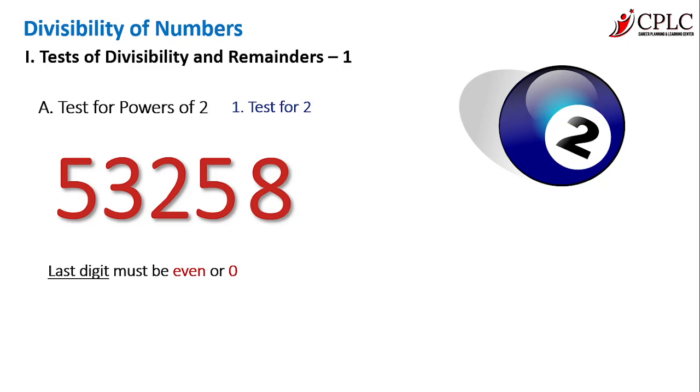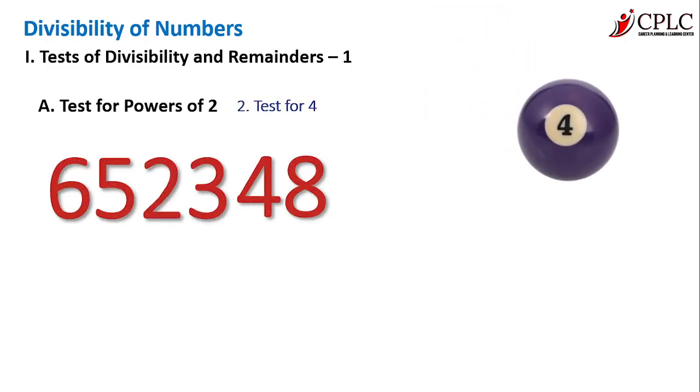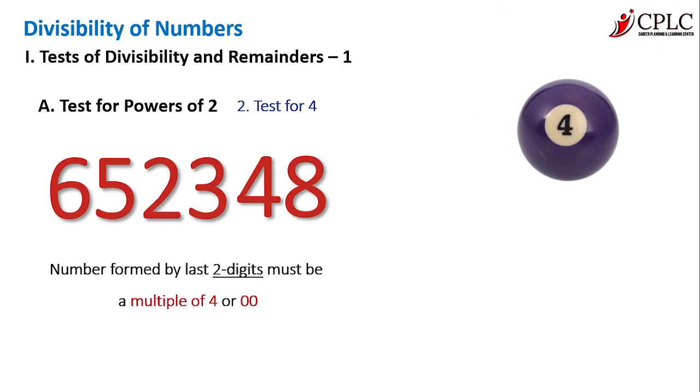For example, the second power of 2, that is 2 squared, which is 4. How do we come to know if a number is divisible by 4 or not? Obviously, we have to check the last two digits of the number. If the last two digits of the number are divisible by 4, then we say that the number is also divisible by 4. If the last two digits are not divisible by 4, then the number is not divisible by 4. The last two digits also can be double zeros for that matter. So that's the divisibility test of 4.